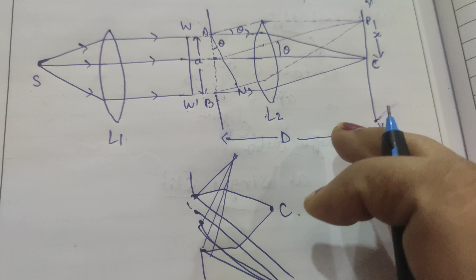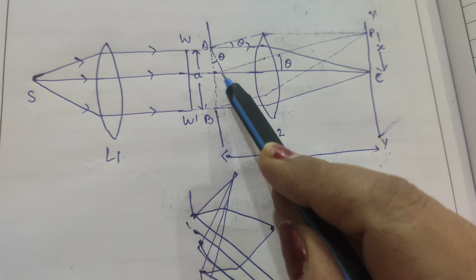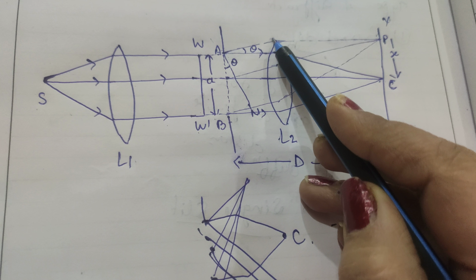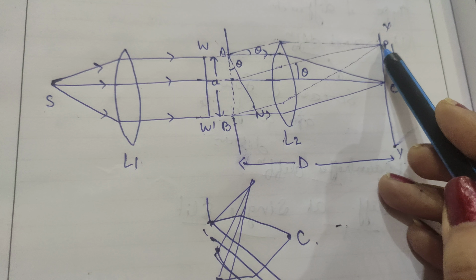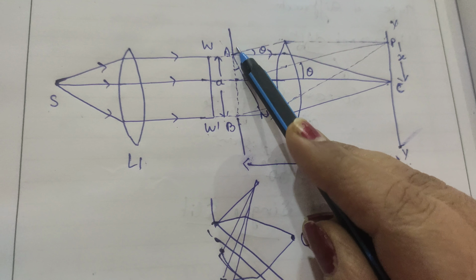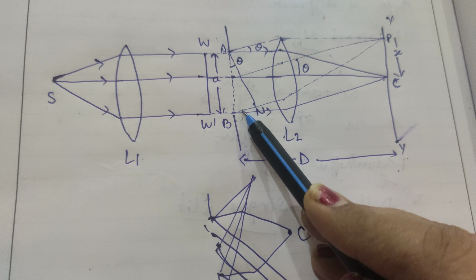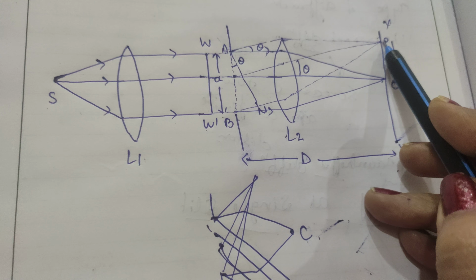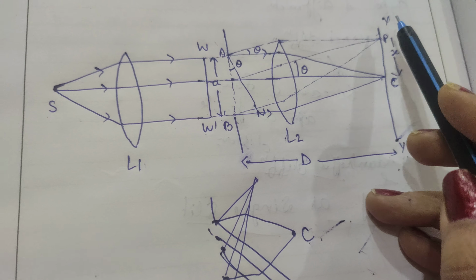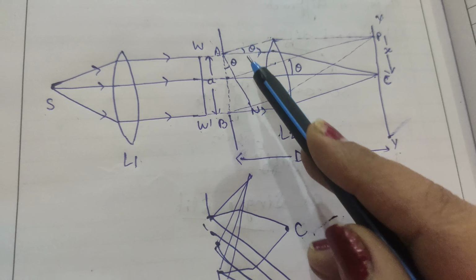So here, for convenience's sake, we are considering this ray. First, this is the central position of the central maximum. Now let this deviated ray fall on the screen at point P1. Similarly, all portions of this slit will be sending disturbance that will meet at point P1. Now at point P1 the intensity will be maximum or minimum depending upon the path difference between these two waves.